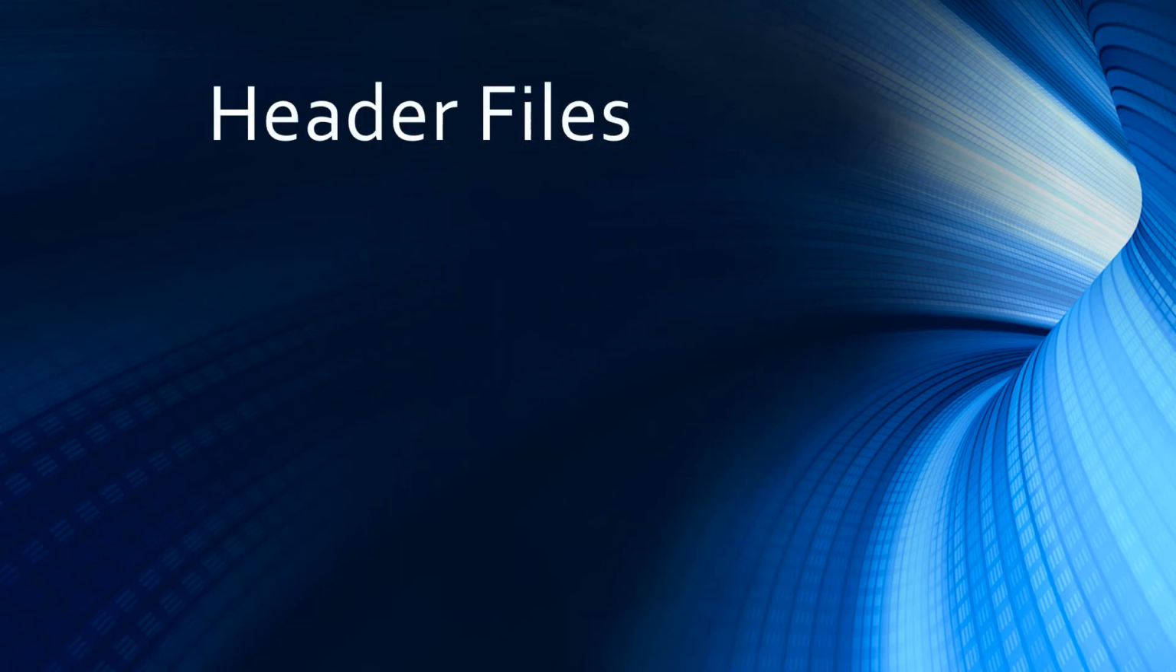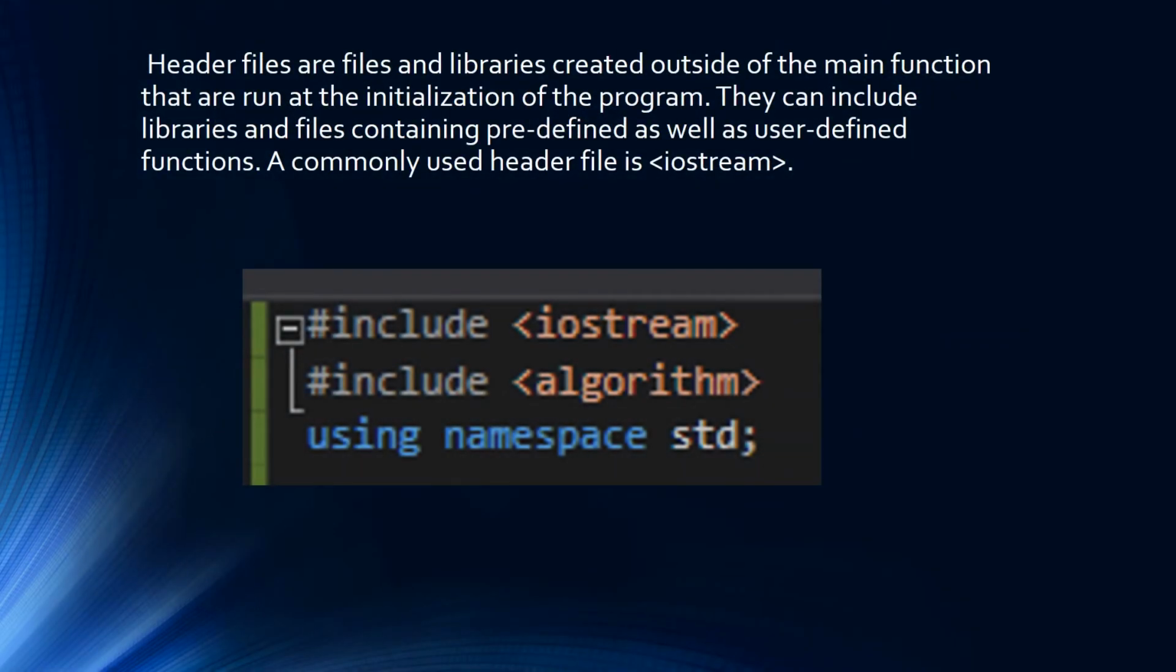Header files. Header files are files and libraries created outside of the main function that are run at the initialization of the program. They can include libraries and files containing predefined as well as user-defined functions. A commonly used header file is iostream. So you can see right here I put include iostream and include algorithm. iostream, that one's used most often.